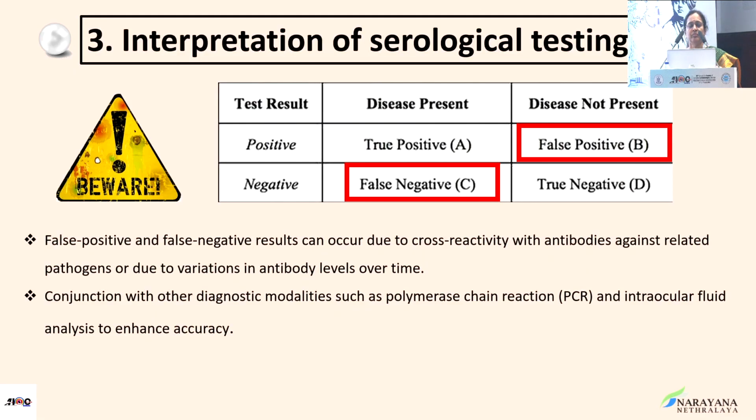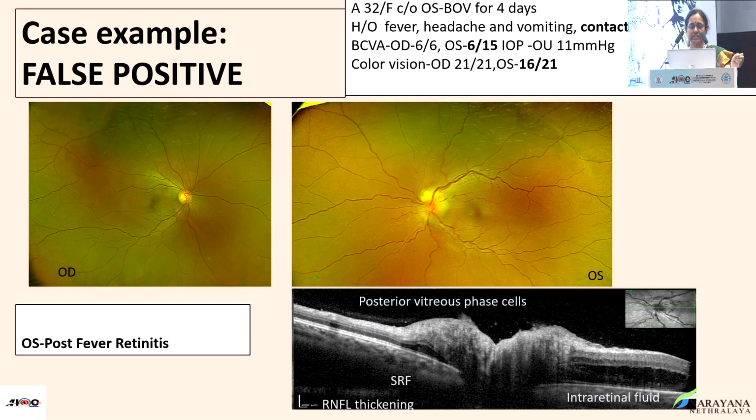The next topic is interpretation of serological testing. We need to beware of false positives and false negatives when we order the test. False positives and false negatives occur due to cross-reactivity with antibodies against other pathogens, or due to variations in antibody levels over time. In these situations, the diagnosis can be confirmed with additional investigations like polymerase chain reaction or intraocular fluid antibody analysis to enhance the accuracy of the diagnosis.